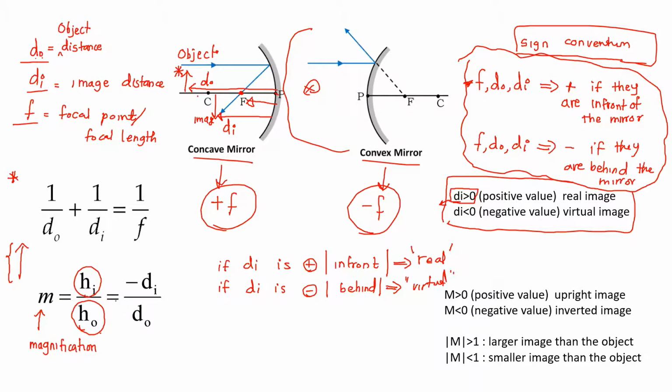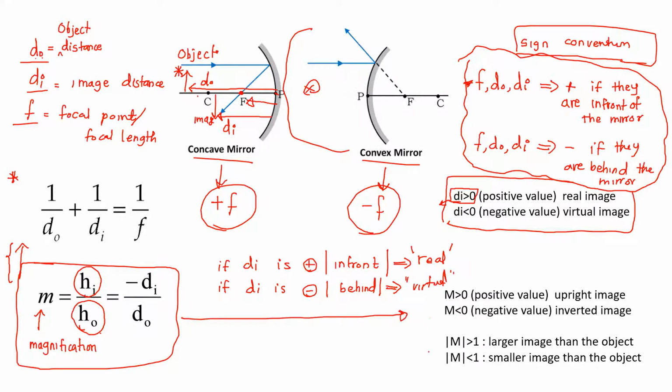And they are saying that it is equal to negative di over d naught. Di is the image distance over d naught, the object distance. This equation is also extremely useful. You have to know it. They will probably give it in the formula sheet, but it is very useful. So using this equation also you can get a lot of information.